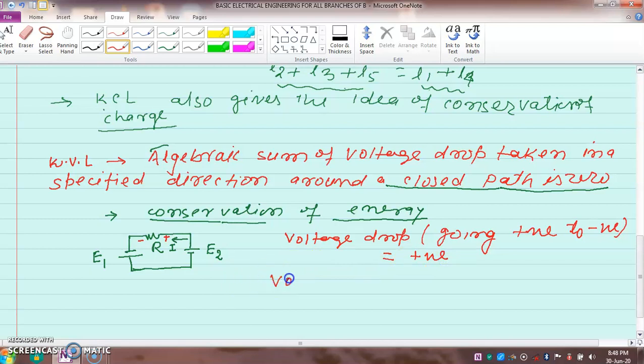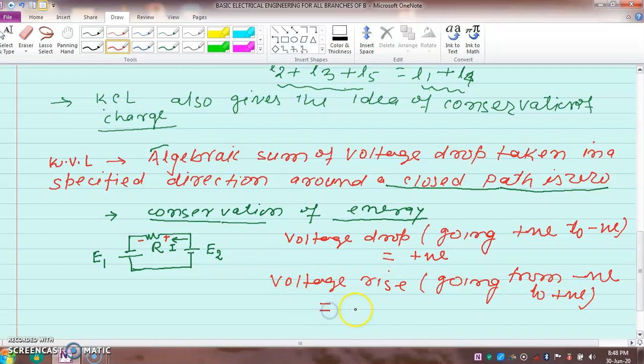Then voltage rise. What does voltage rise mean? Going from negative to positive. This is called voltage rise, and I will take voltage rise as negative. So in this case, if you start from here, come here, again here, then here, and then again reach here, this is called a closed path, meaning A, B, C, D.